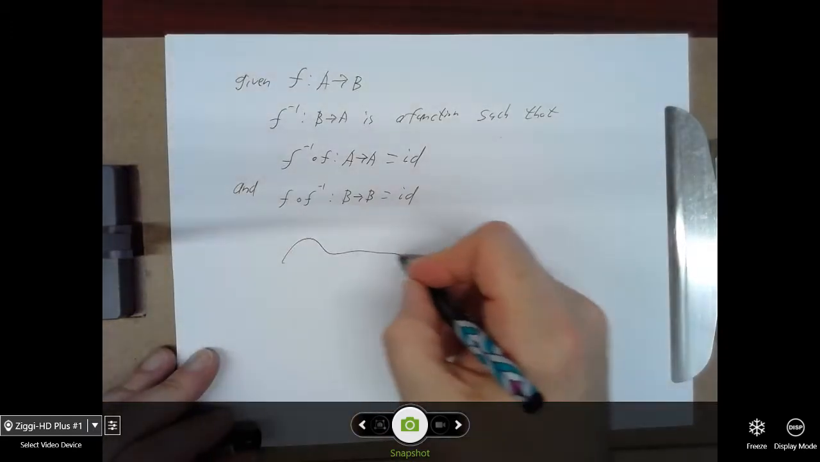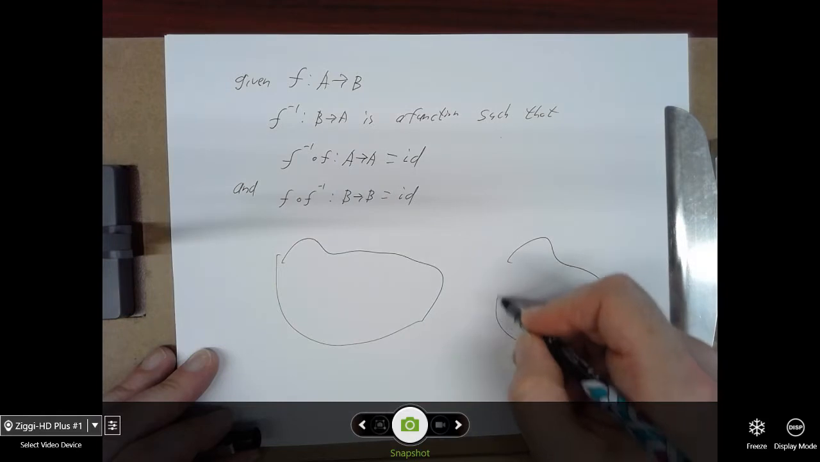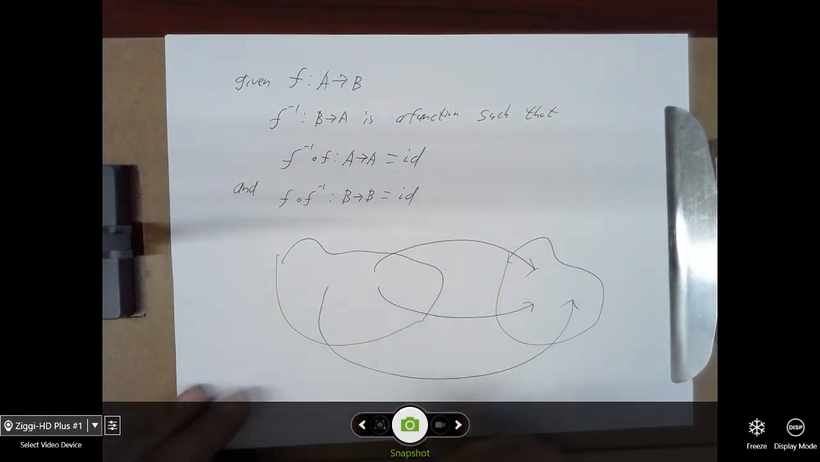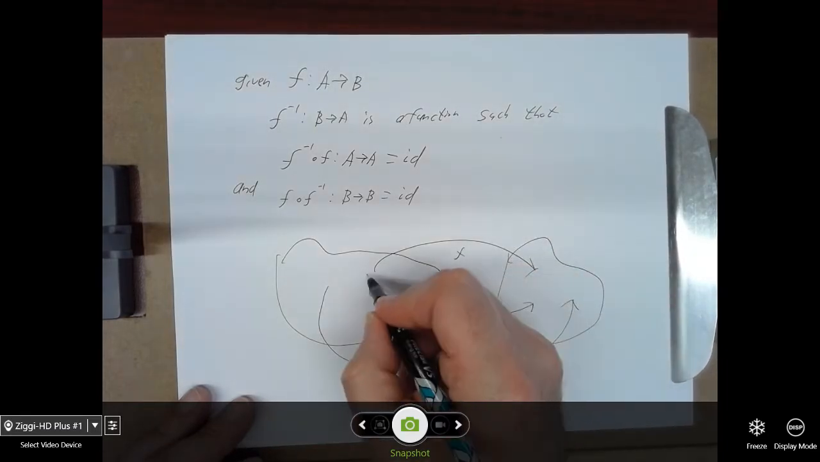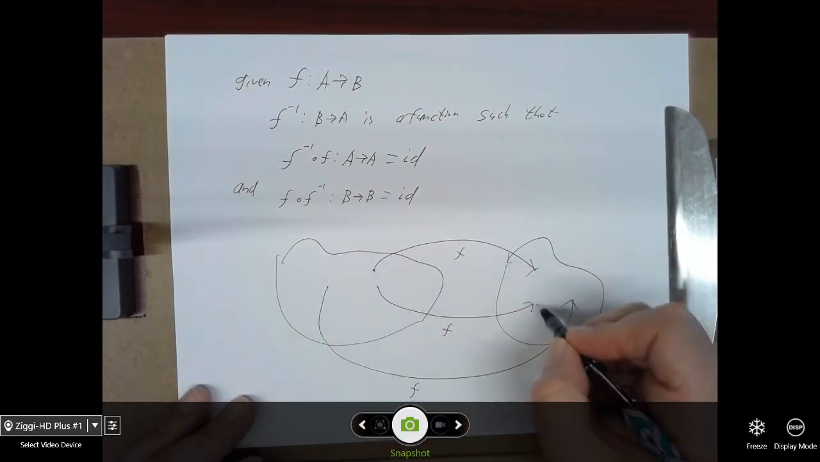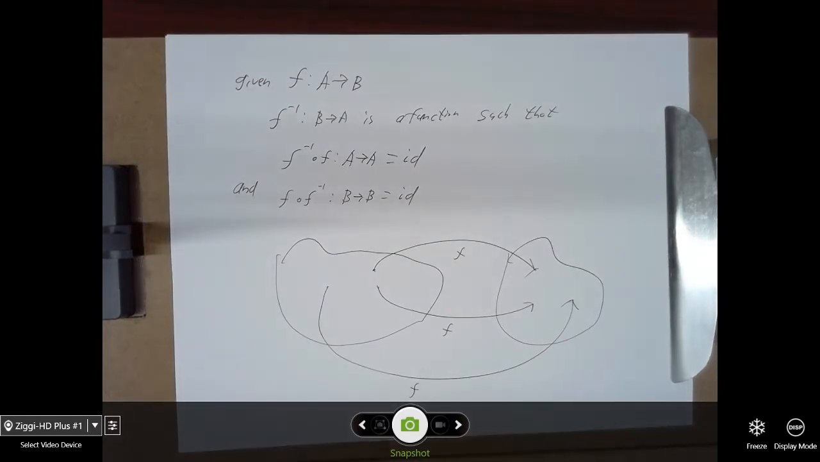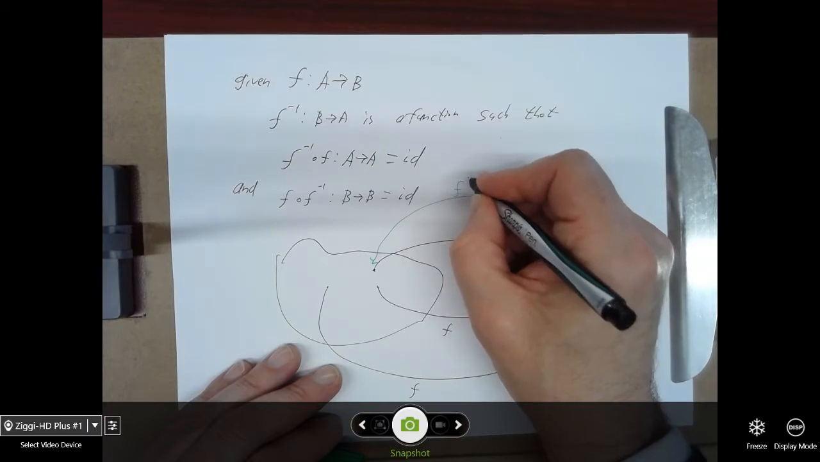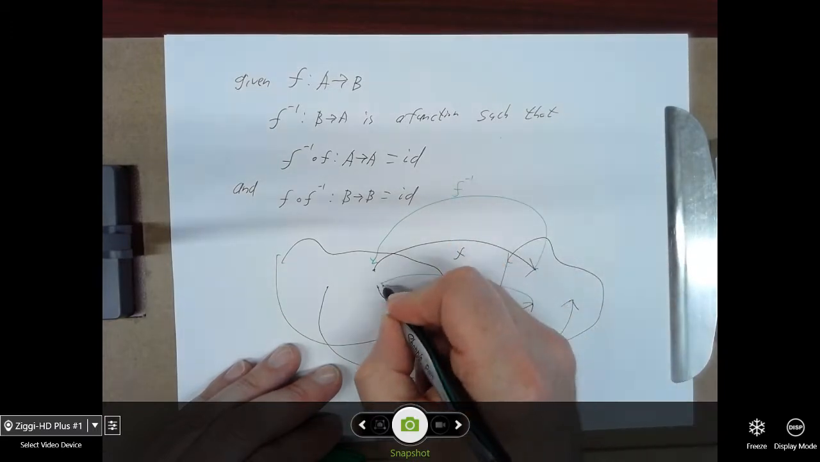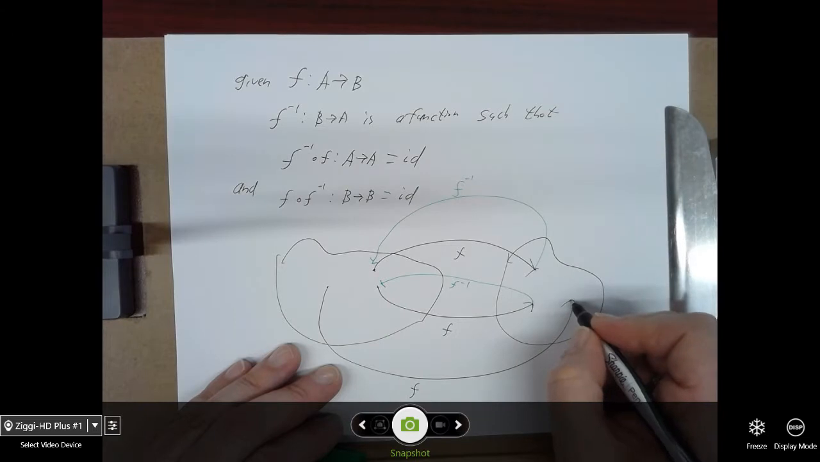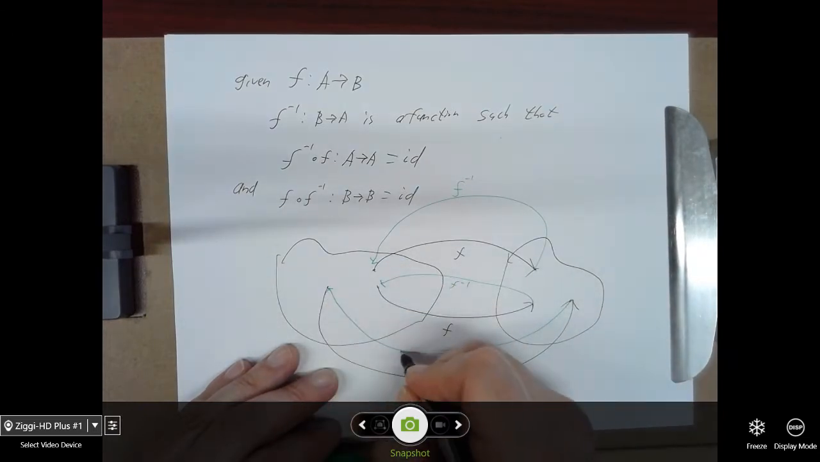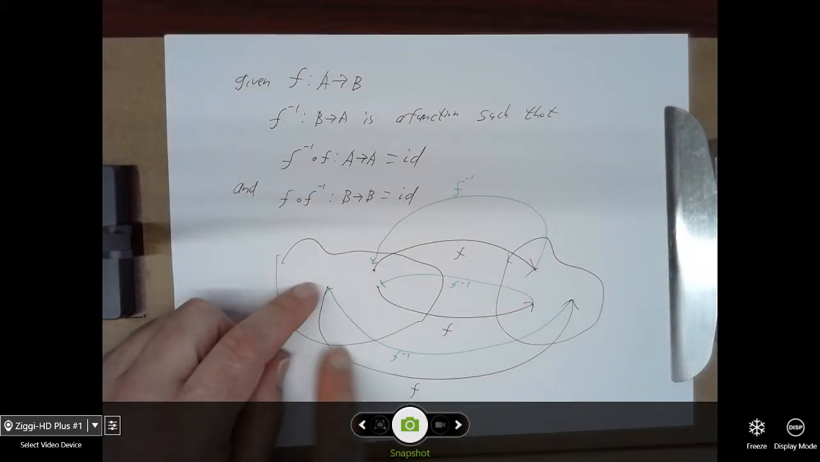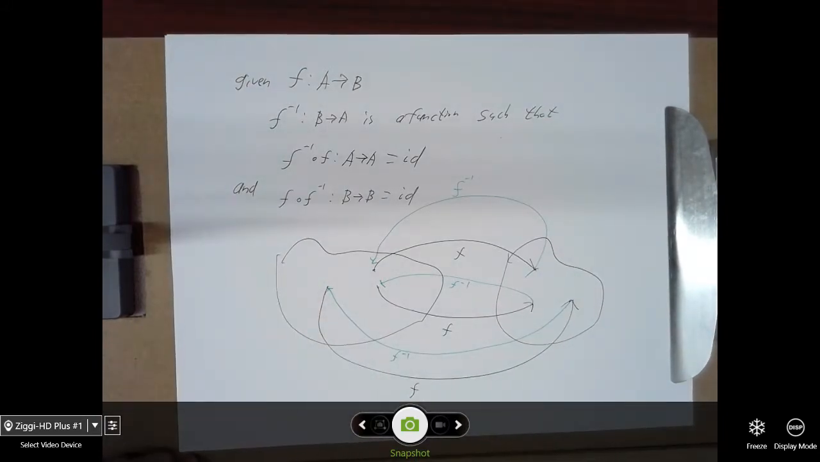And in terms of pictures, if this is f, and it maps each of these points to each of these points, this is f inverse. And this is how identities work. If you take a point and you follow the function, you end up where you started.